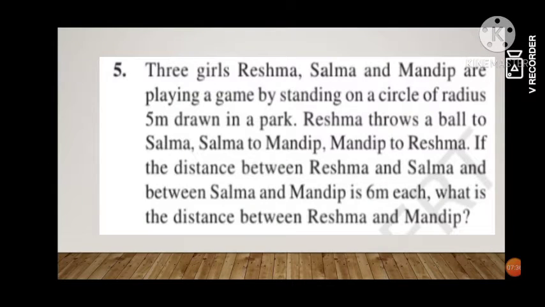Now let us see the next question. In the next question we have three girls, Reshma, Salma and Mandeep, playing a game by standing on a circle of radius 5 meters drawn in a park. Reshma throws a ball to Salma, Salma to Mandeep and Mandeep to Reshma. If the distance between Reshma and Salma, and between Salma and Mandeep, is 6 meters, what is the distance between Reshma and Mandeep?